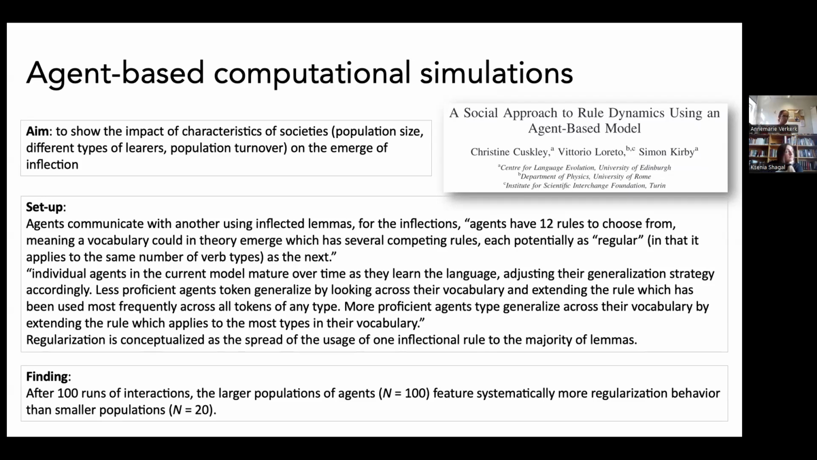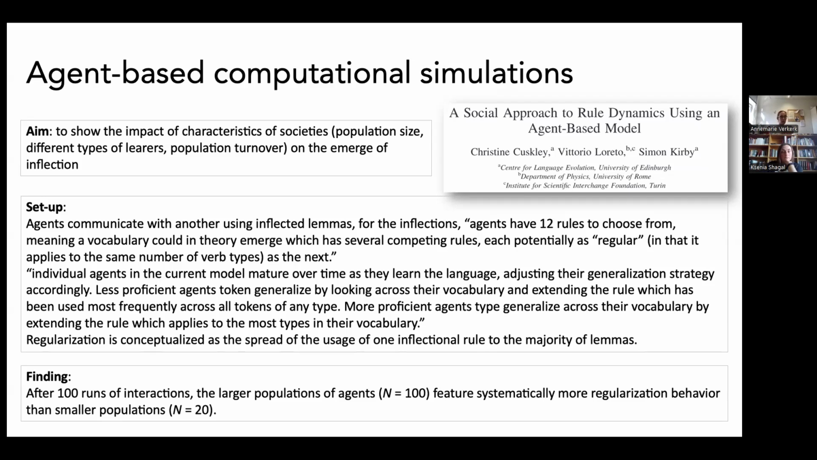So you could have a system which becomes really regular, where you have one way of creating the past tense, or you can have, depending on the verb, different rules, right? And then individual agents in the model mature over time as they learn the language, so they adjust their generalization strategy accordingly. And less proficient agents token generalize by looking at their vocabulary and extending the rule which has been used most frequently across all tokens of any type.